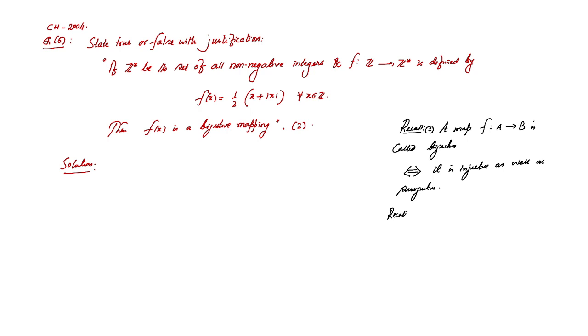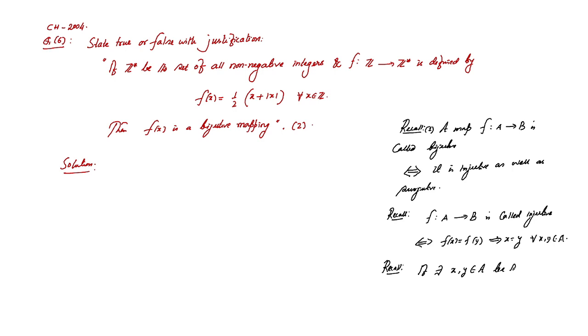And recall 2, how you will show injectiveness. The map f from A to B is called an injective map if and only if f(x) equals f(y) implies x equals y for all x, y belongs to A. And for not injective, if there exist x, y belongs to A such that the images are the same, f(x) equals f(y), but x not equals y, then we call f not injective on A.